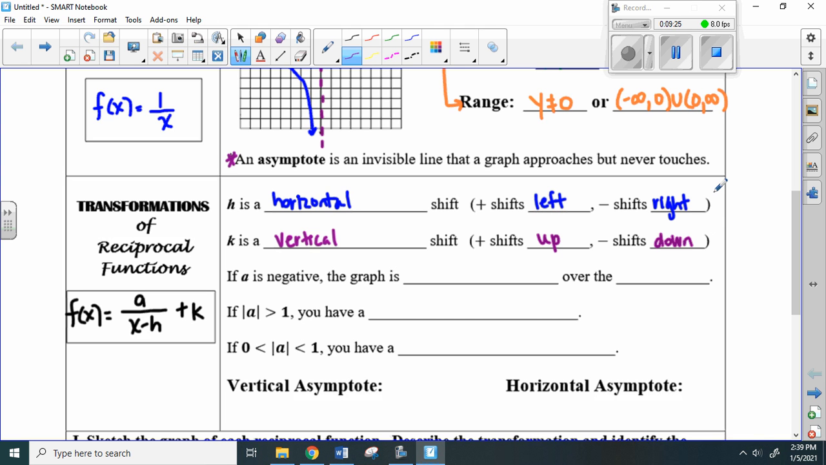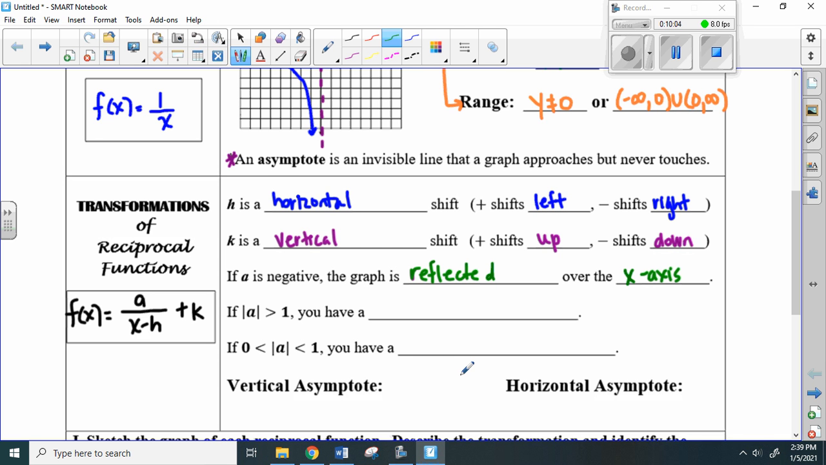Now, other transformations that we've talked about is what happens if there's a negative? Well, if there's a negative, it would show up in front of the entire fraction, but the number would be negative. And if that number, that A, is negative, then the graph is reflected over the x-axis.